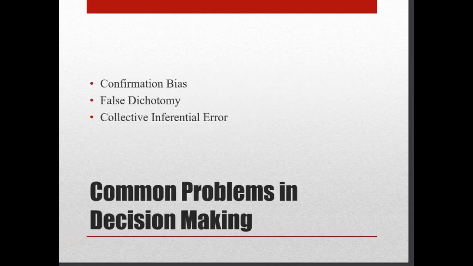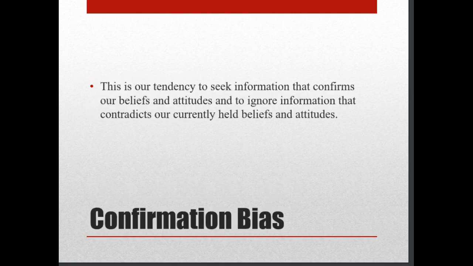There are three really common problems that groups fall into when making decisions, and they're called confirmation bias, false dichotomy, and collective inferential error. And these are three outcomes or sort of like just methods that groups may fall victim to when they're making defective decisions.